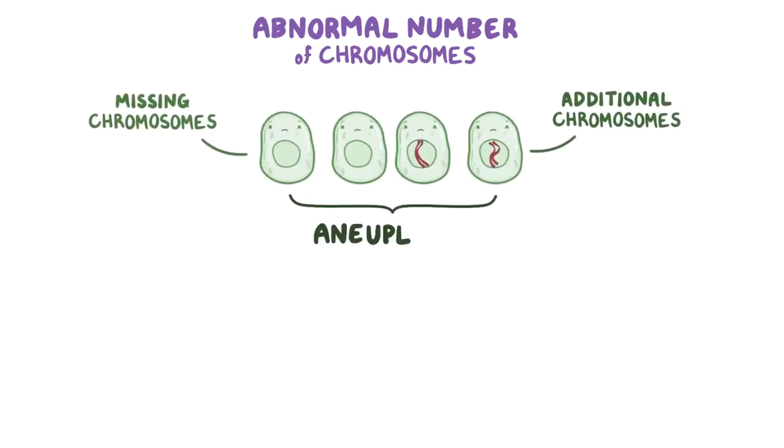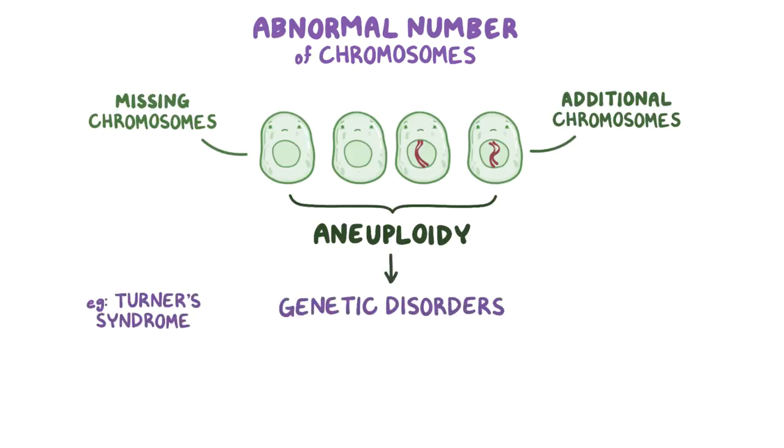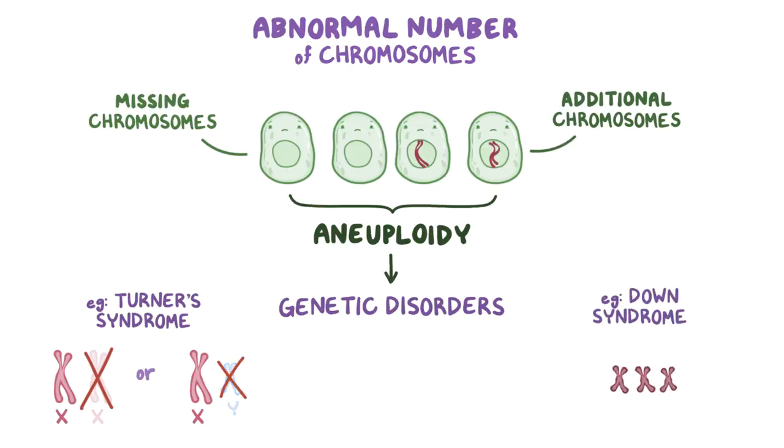We call this aneuploidy, and depending on which chromosomes we have more or less of, aneuploidy can give rise to genetic disorders, like Turner syndrome, when the person only has one X chromosome instead of 2 X chromosomes, or an X and a Y chromosome. Or Down syndrome, when there's an extra chromosome 21, so 3 in total, which is why it's also called trisomy 21.